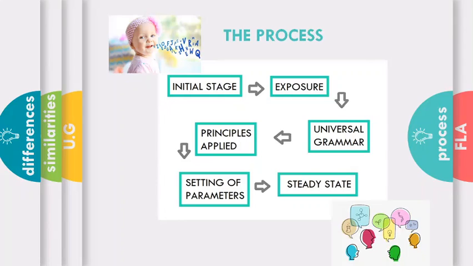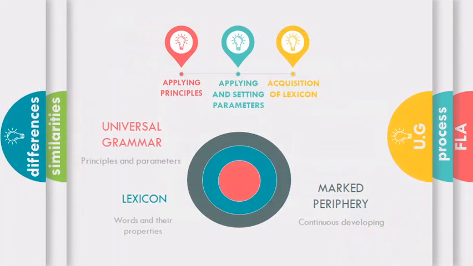That is when the universal grammar is activated to process that input and to apply the principles and set the parameters. In the setting of parameters, the child is able to use the lexicon, the core grammar, and to reach grammatical competence. This is the steady state, full knowledge of the language. So the process of universal grammar is applying the principles, applying and setting the parameters, and acquiring the lexicon. This process takes about 5 to 6 years. In the end, the output of that process is linguistic competence.